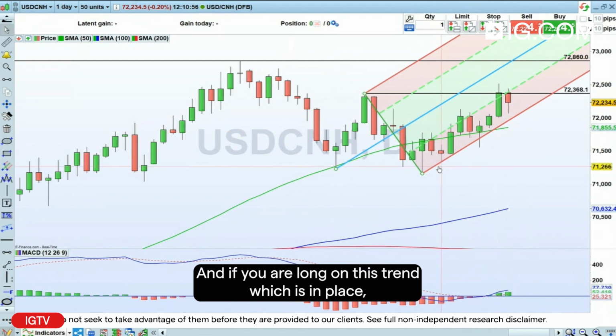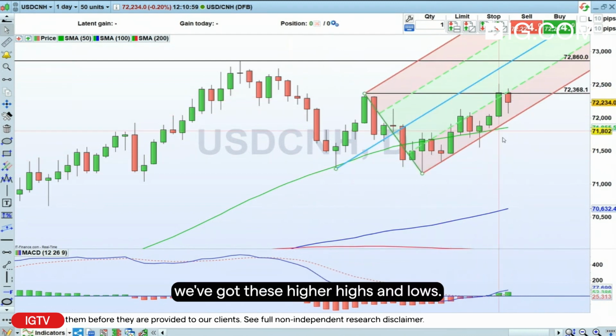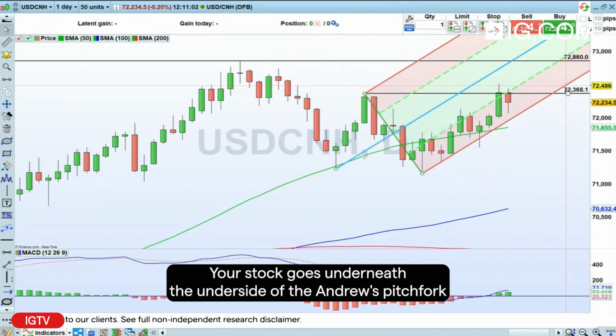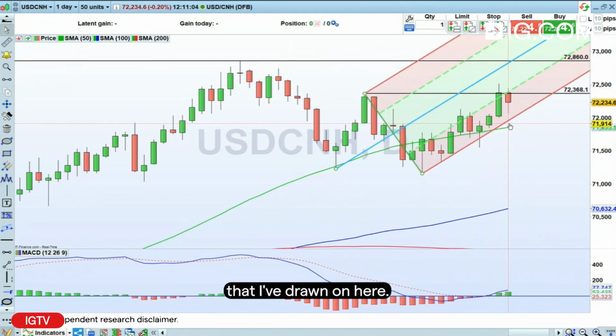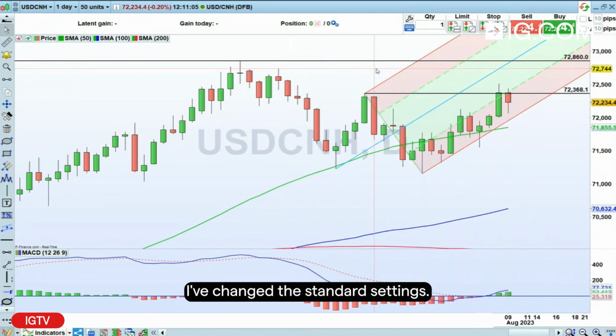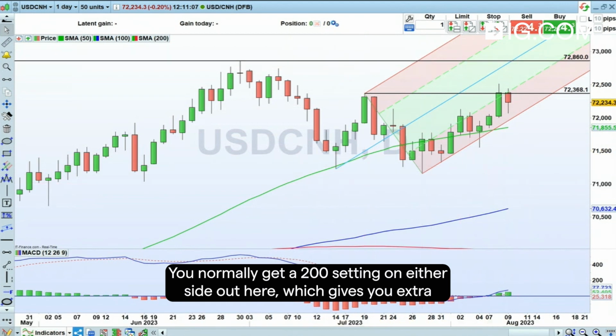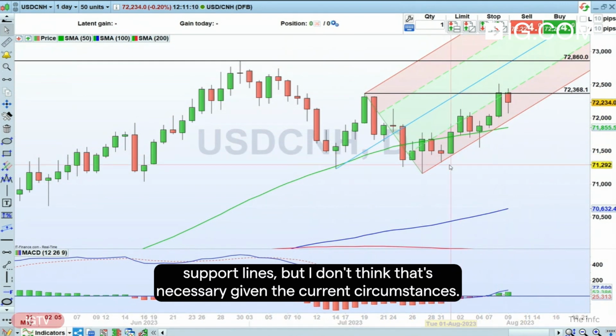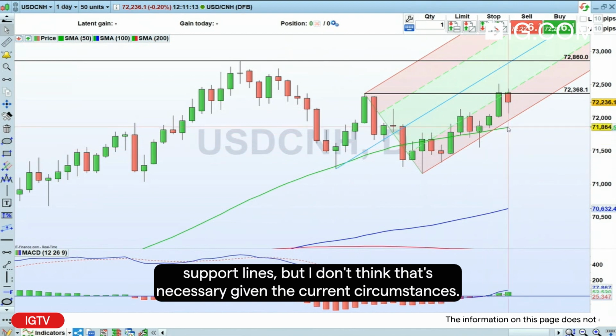And if you're long on this trend, which is in place, we've got these higher highs and higher lows. Your stop goes underneath the underside of the Andrews pitchfork that I've drawn on here. I've changed the standard settings. You normally get a 200 setting on either side out here, which gives you extra support lines, but I don't think that's necessary given the current circumstances.